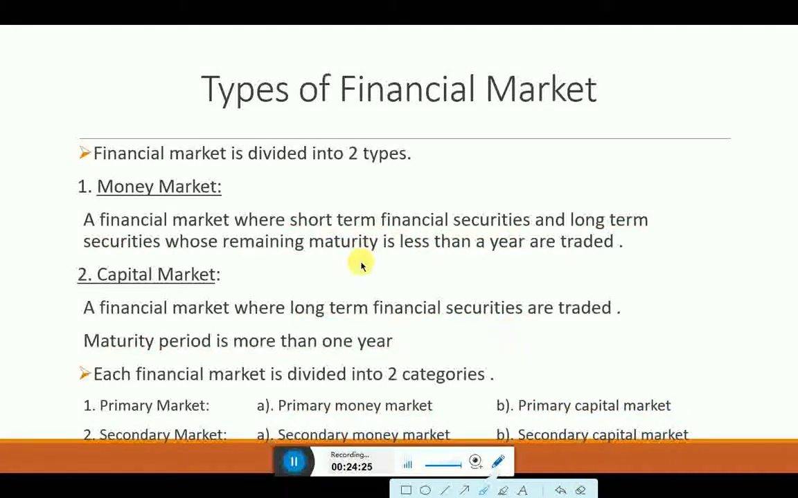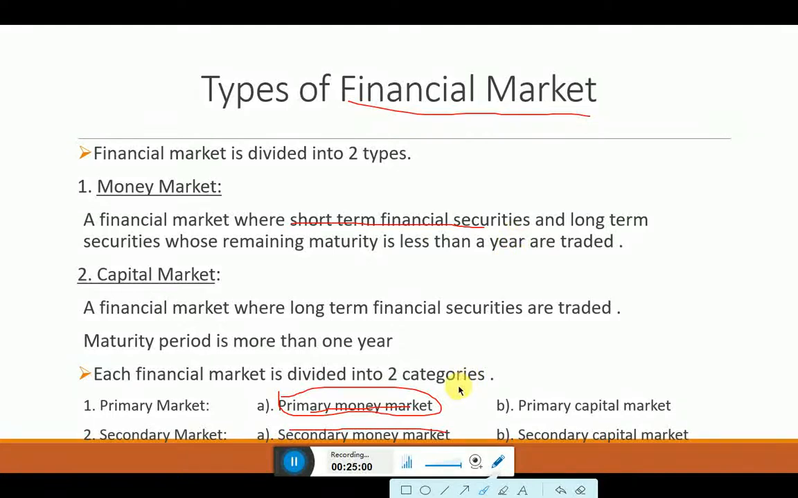So in this slide, we discussed that there are two types of financial markets. The first one is called money market, the second one is called capital market. Money market is for the short-term financial securities and long-term financial securities with remaining maturity less than 1 year. They are issued and traded. They are issued in the primary money market while they are traded on the secondary money market. Remember, in the money market, only short-term financial securities can be issued, and that is on the primary money market. In the secondary money market, the short-term securities and the long-term securities whose remaining maturity is less than 1 year can be traded.